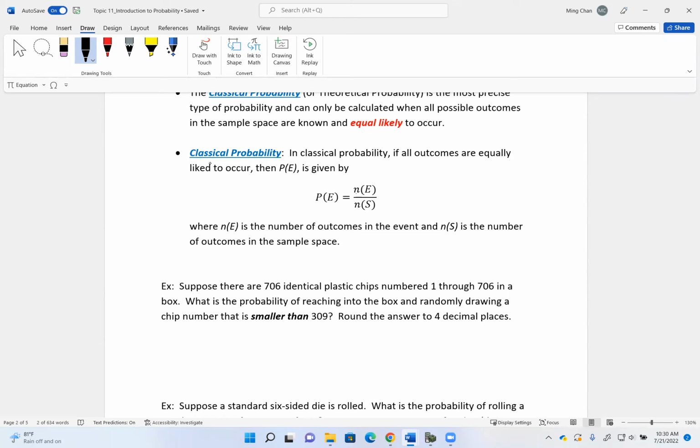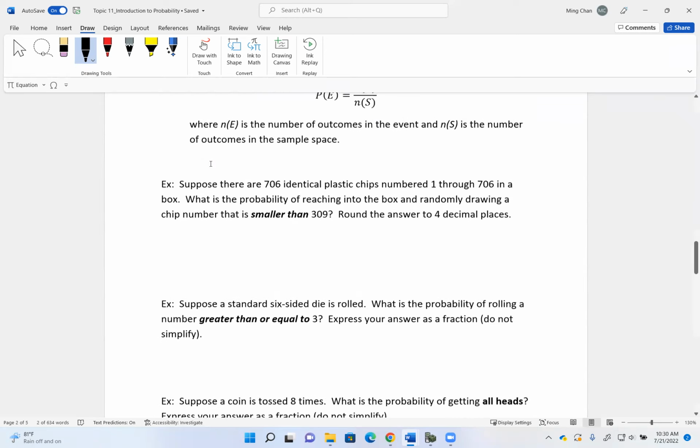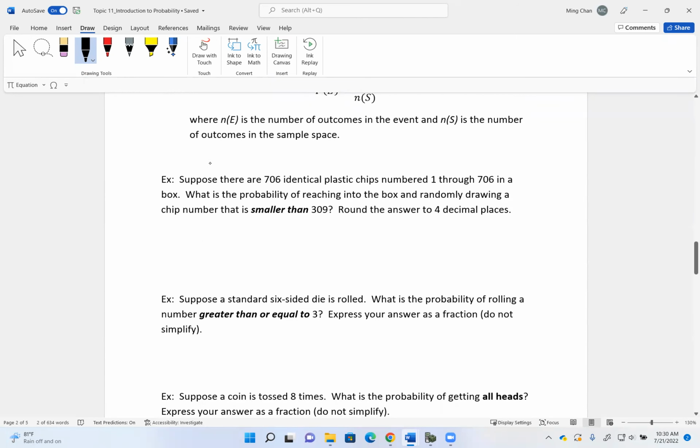The next few examples are not hard. They're easy because I'm only picking one thing. Suppose there are 706 identical plastic chips numbered 1 through 706, put in a box. So inside this box, I have 706 identical chips, and they're all numbered 1 through 706. What is the probability of reaching into the box and randomly drawing a chip? I'm drawing one chip.